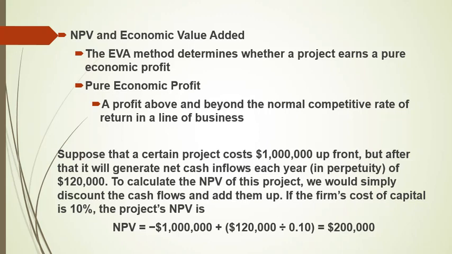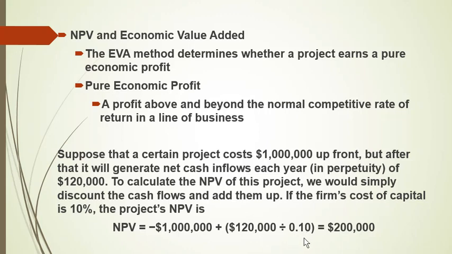This is the profit that the company would recognize above and beyond the nominal competitive rate of return for a line of business. So if a project costs $1 million, but after that it's going to generate net cash flows each year into perpetuity of $120,000, what ultimately is the value to the company? Now, the numbers that we use, this $120,000, is that cash flow to perpetuity.